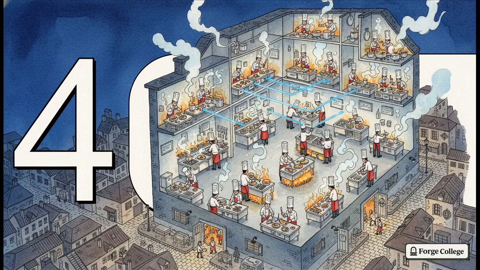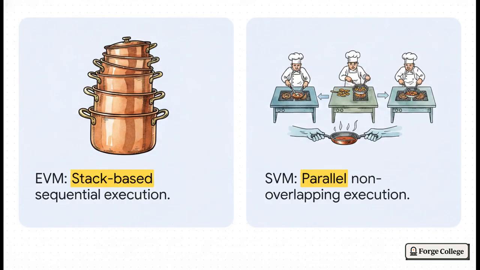Cooking 100 meals at once? Now, let's walk across town and look at the Solana virtual machine kitchen. We aren't dealing with a single chef anymore. We're dealing with a massive, highly coordinated brigade of chefs working simultaneously. The contrast is striking. Where the EVM uses stack-based sequential execution, the SVM relies on parallel, non-overlapping execution. The SVM brigade can effortlessly cook 100 meals at once, but there is a major catch.